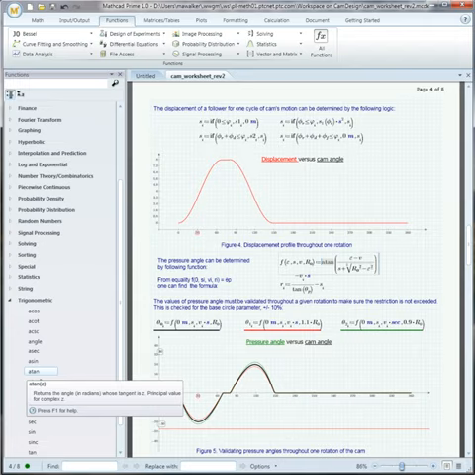Mathcad Prime 5.0.0.0, PTC's latest generation product, was introduced in August 2018. This is PTC's latest release.